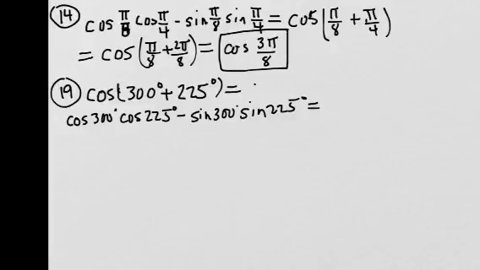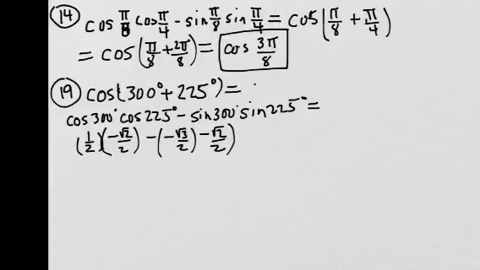Okay, so cosine 300, again, it comes from the unit circle, nothing new. This is something that you should know at this point. Everyone should know this one. So cosine of 300 is 1/2. Cosine of 225 is negative radical 2 over 2. Minus sine of 300, so sine of 300 is negative radical 3 over 2. And sine of 225 is negative radical 2 over 2.